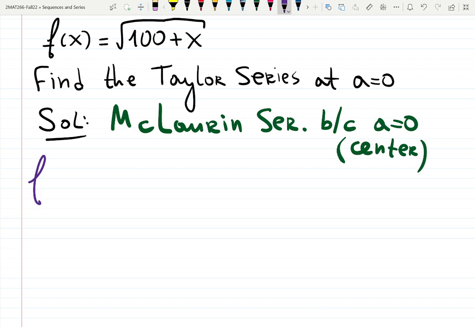So f of x, if it's differentiable, continuous, which is actually differentiable, has this formula. It can be written as the sum of c sub n coefficients times x minus center to the n, where n is from 0 to infinity.